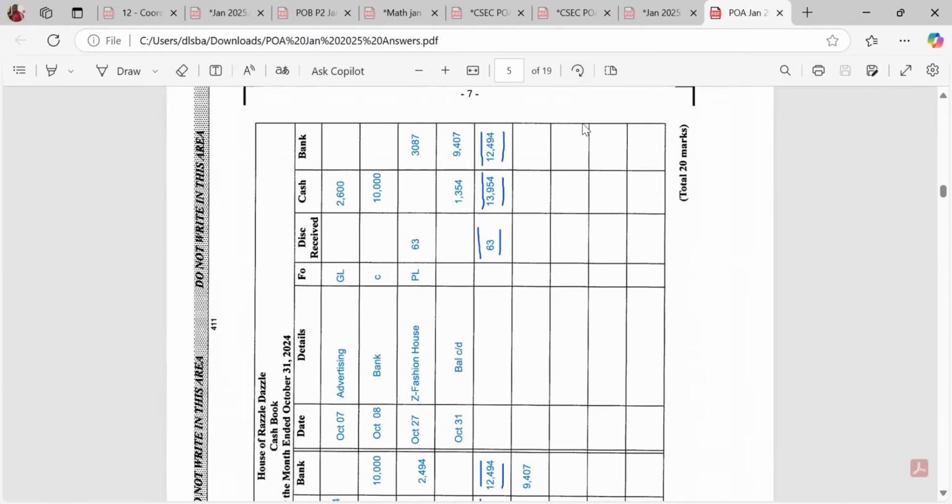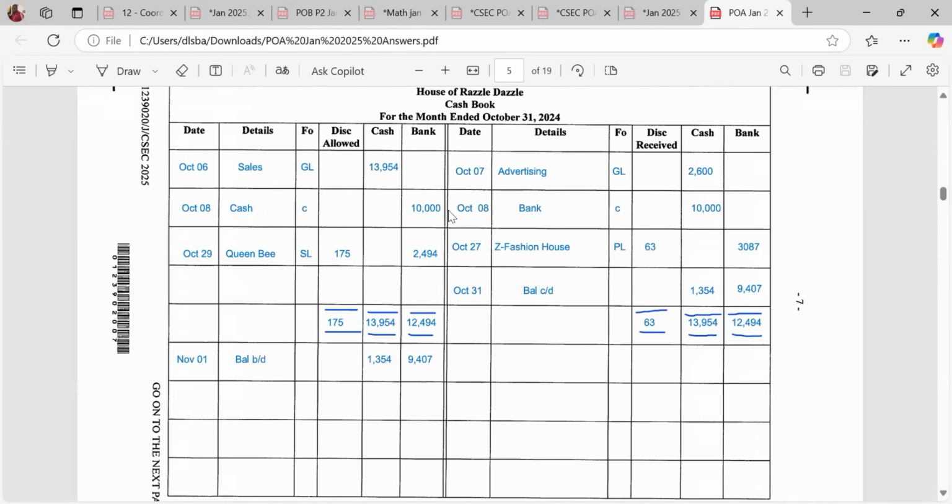Is your bank increasing or decreasing? Increasing. So you're going to record that 10,000 on the debit side on the bank. The details will be cash. You're taking your cash to do it. So is your cash increasing or decreasing? Right. So you'll credit cash and the details will be bank. And then you'll put the C to represent contra entry. Put the C in the folio. All right. So far, so good.